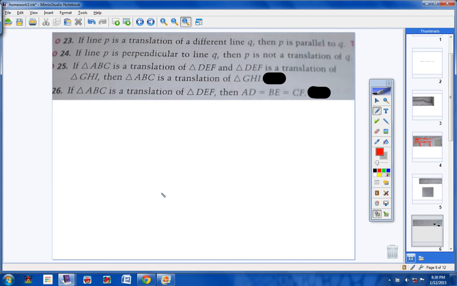Look, here's line P. Here's the line Q, perpendicular. There's no way they can be a translation. Remember, in order for two lines, or for that matter, any two figures, to be translations, they have to be facing the same direction. And notice, these two lines are not facing the same direction. If they were facing the same direction, then they would look like this. Like that, then they're parallel. But these two lines, because they're perpendicular, are not facing the same direction. Thus, they cannot be a translation. Okay, moving on to number 25.